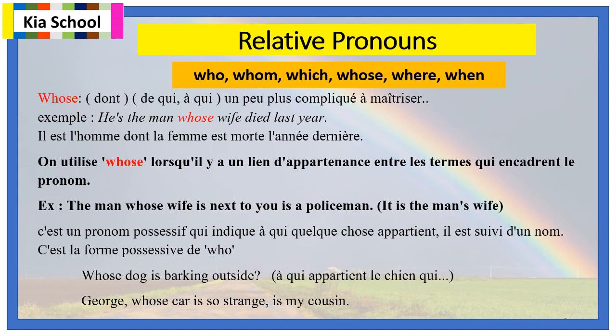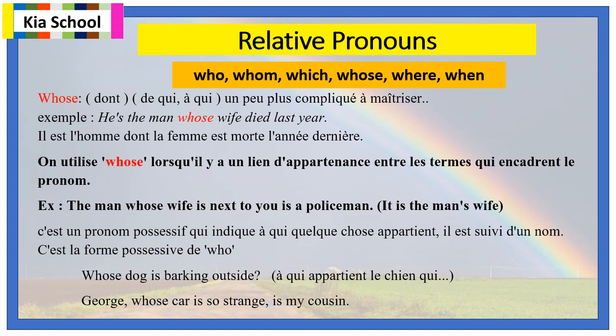On utilise whose lorsqu'il y a un lien d'appartenance entre les termes qui encadrent le pronom. Exemple. The man whose wife is next to you is a policeman. It is the man's wife.